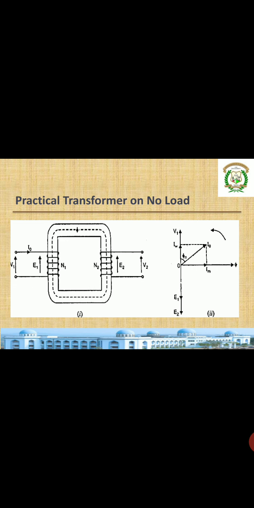You can see here in the second diagram, the phasor diagram. In the ideal transformer, the no load current I0 falls in the direction of the flux. But here it is not falling in the direction of the flux, but in between the applied voltage and the flux.